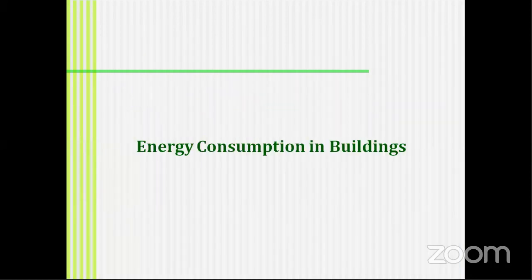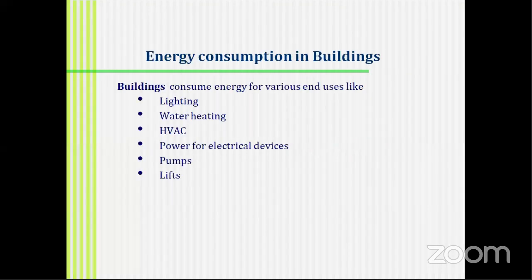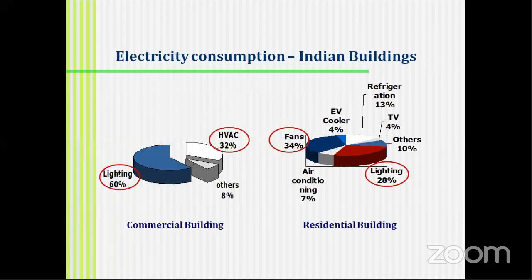buildings. Now, to start with, how do we, or where do we exactly consume energy in buildings? This is a very basic slide of different end uses: lighting, water heating, HVAC, power, pumps, lifts. So we consume energy for various end uses. And if you see, primarily it is lighting, almost 1/3 in residential and 2/3 in commercial buildings. This is the average consumption that has been put forth by BEE itself, that we have enormous lighting and HVAC in case of commercial.